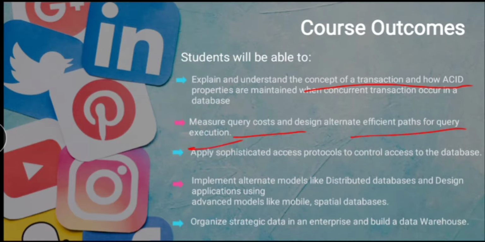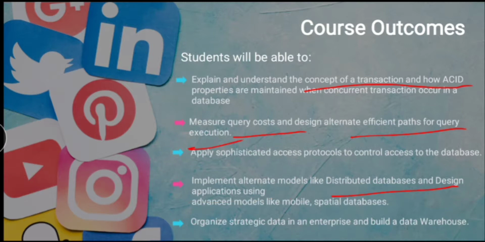The third one, course outcome number 3, is to apply sophisticated access protocols related to the third course objective. Then I have course outcome number 4, to implement the alternate models like distributed database and design the applications using models like spatial databases.